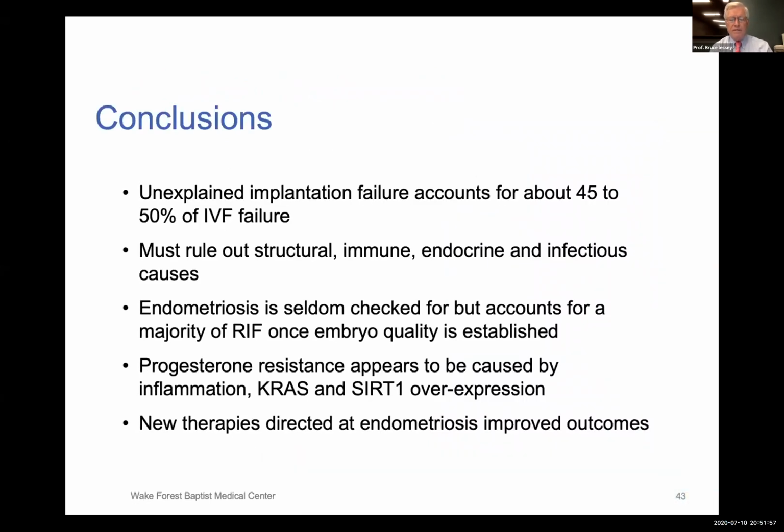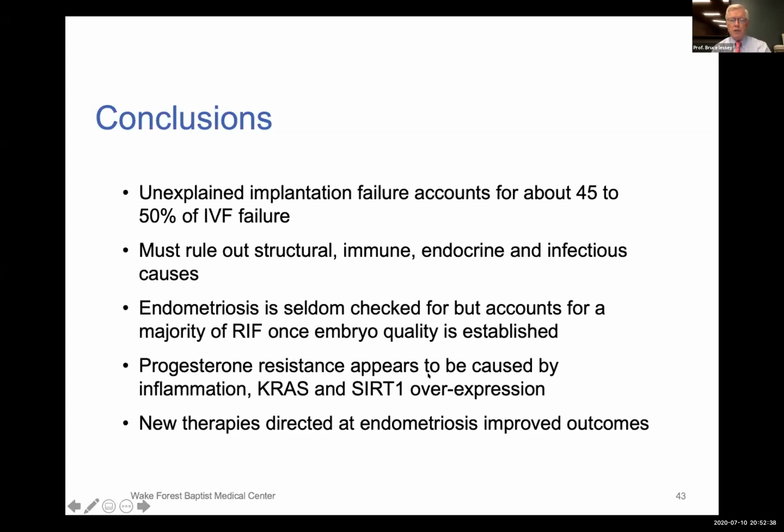So I hope I've given you something to think about today, that endometriosis doesn't affect everyone equally, and that having biomarkers of endometrial receptivity will probably be the way in the future that we can differentiate patients who need treatment and avoid IVF failure. Most importantly, we rule out structural, immune, endocrine, and infectious causes, but we recognize that endometriosis without endometriomas is often not evaluated because laparoscopy is less frequently performed. So again, the use of biomarkers could be very useful.